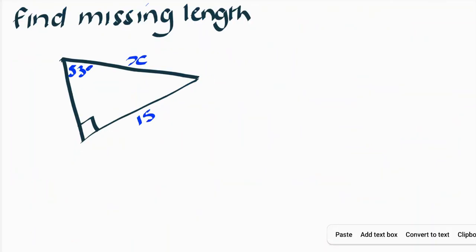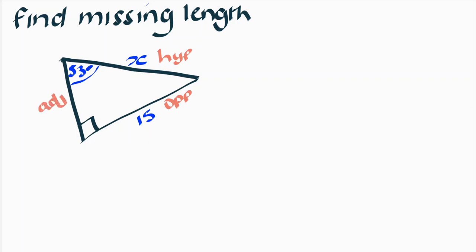Okay, finding the missing length. So you've got a right angle triangle, 53 degrees. So there's our angle, and we're given one side, and we need to find the other side. So we need to label our triangle. Opposite the right angle is our longer side, the hypotenuse. Opposite our given angle is opposite, and this is next to, adjacent.